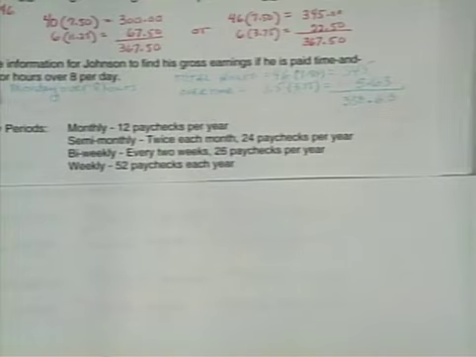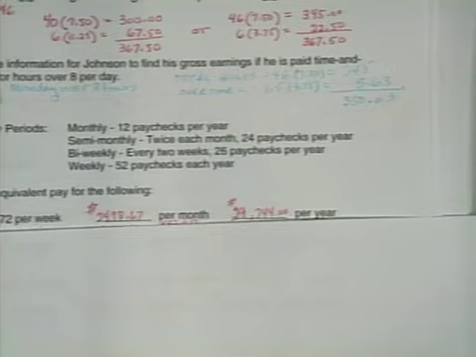So the key to being successful when you're doing these conversions is that you understand the difference between semi-monthly and bi-weekly, because those are the 2 hard ones. The rest of them seem to take care of themselves. Okay, so we've got those defined up here: how many paychecks per year you would get.